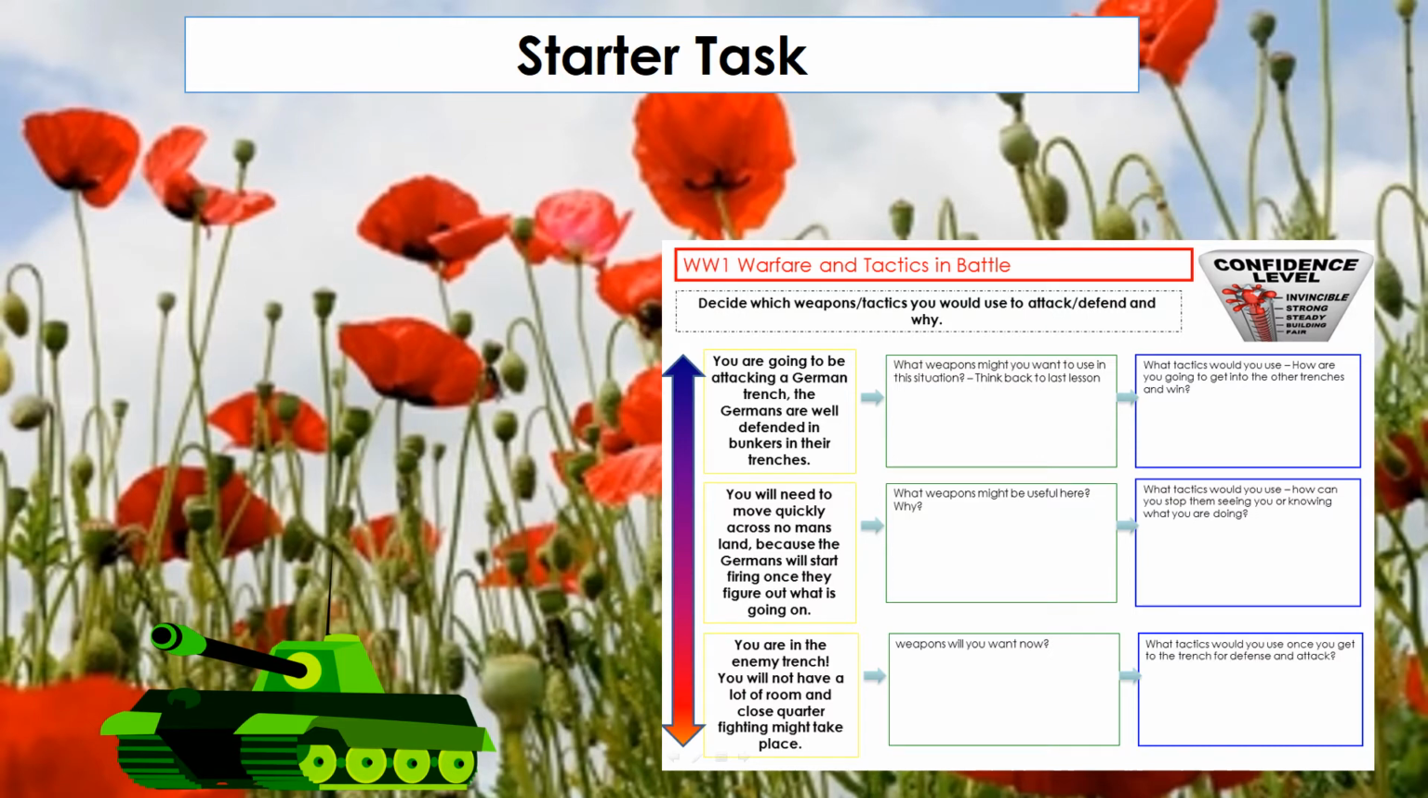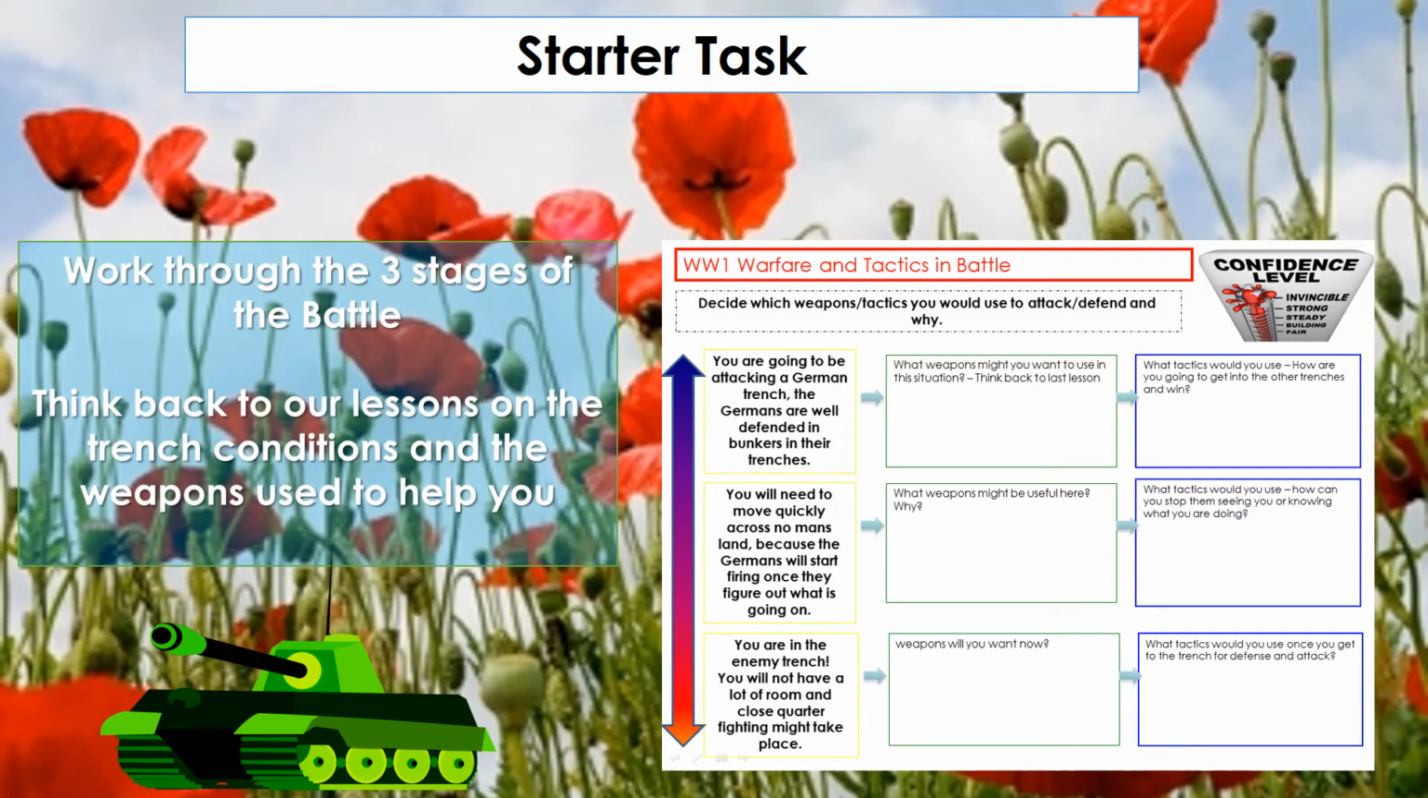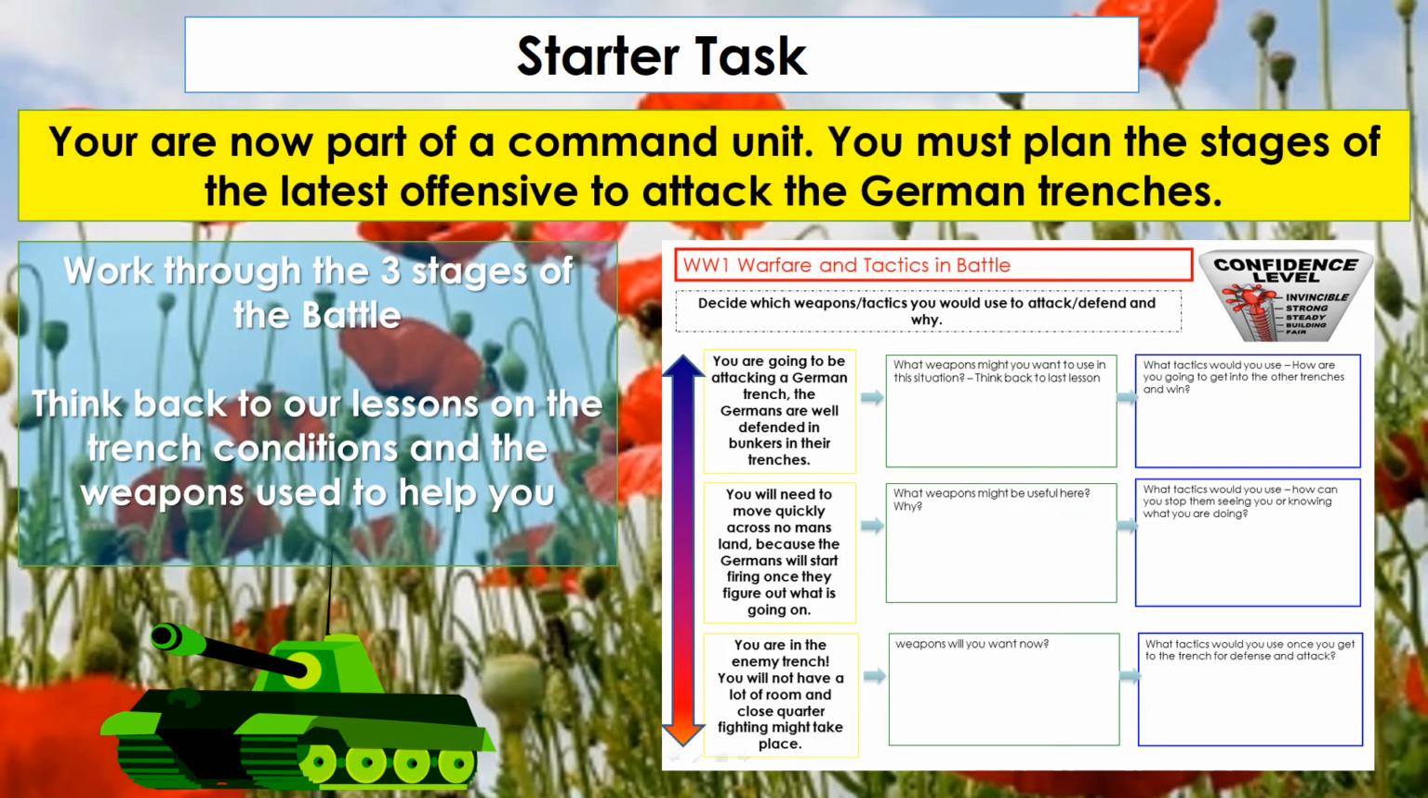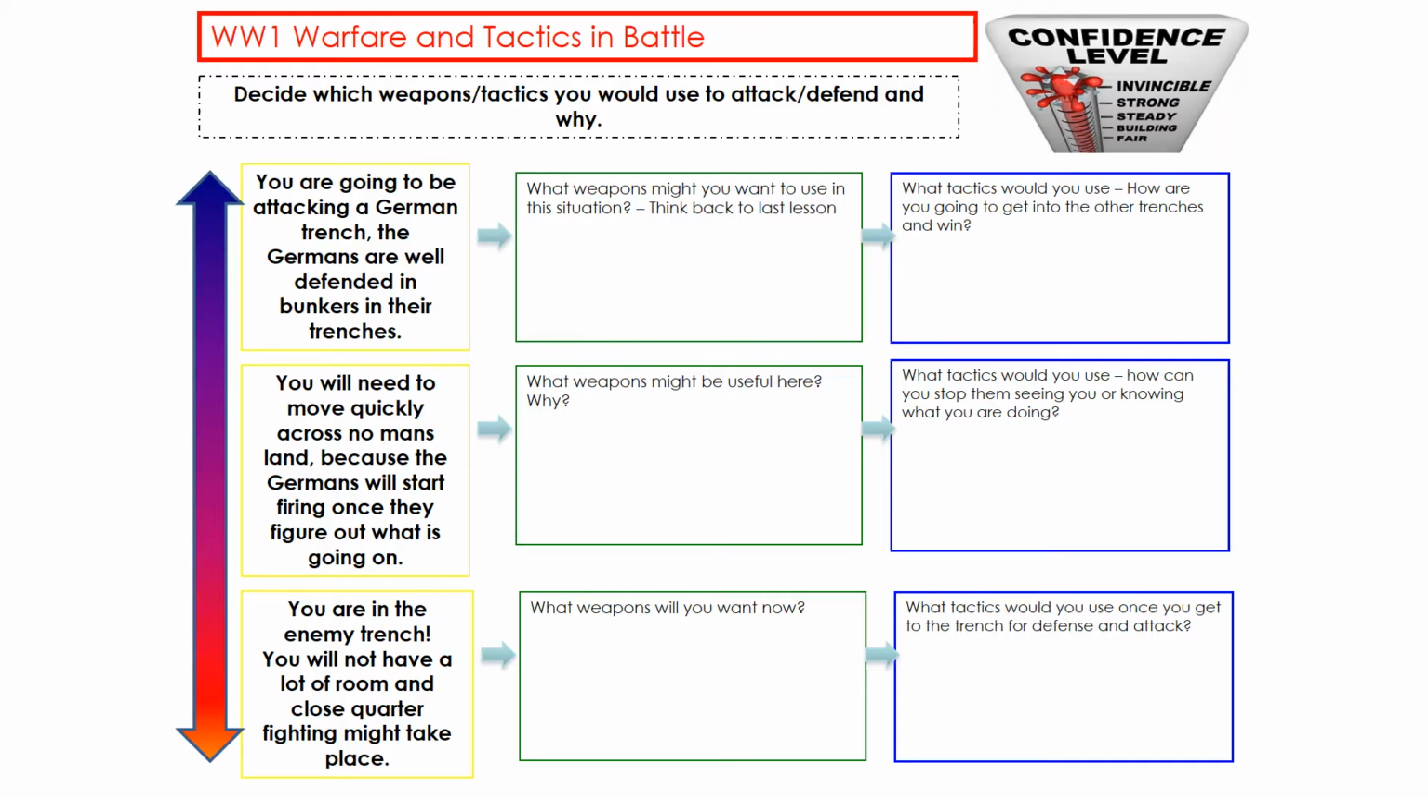So your starter task, what you're being asked to do to start with, is you're looking to work through the three stages of the battle. So think back to our lessons on the trench conditions and the weapons used to help you. So you've got to think about you are now part of a command unit, so you must plan the stages of the latest offensive to attack the German trenches. So this is what you have here. So you need to decide which weapon/tactics you would use to attack/defend and why.